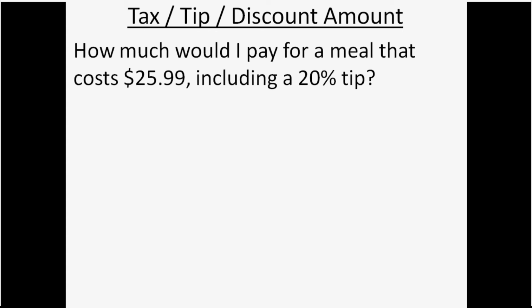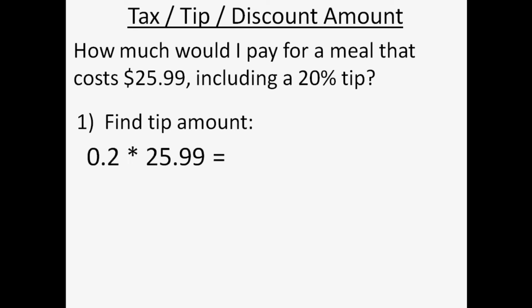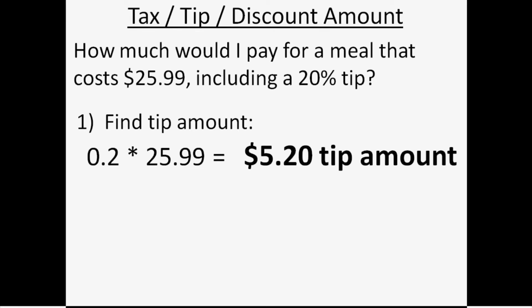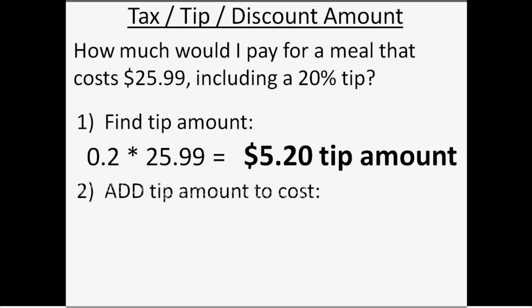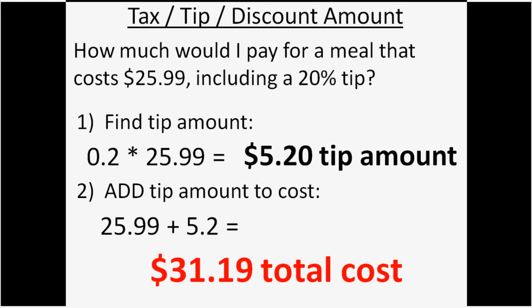Now we're doing tip amounts. How much would I pay for a meal that costs $25.99, including a 20% tip? We're going to find the tip amount just like what we did, 0.2 times $25.99, and we get our amount. Now that was rounded, $5.20 was rounded. We take that to figure out the total cost. You add that tip amount to the cost, and you're going to be paying $31.19. That is your total cost for the meal. That's the price of the meal plus a little extra for your waiter or waitress.